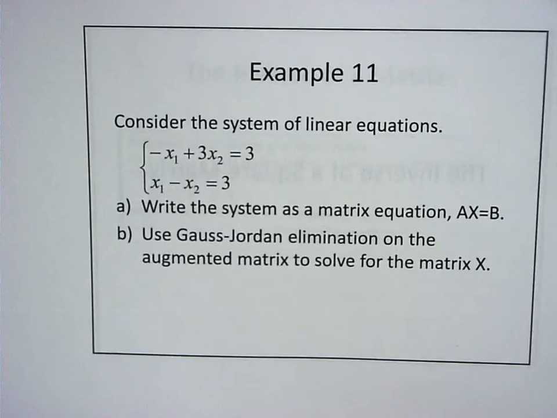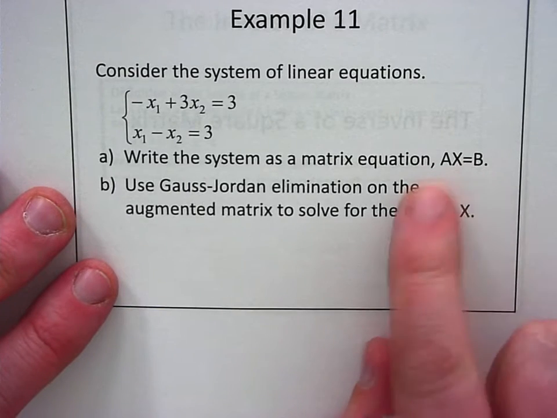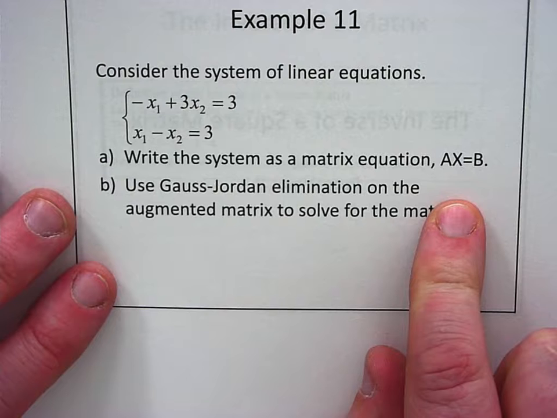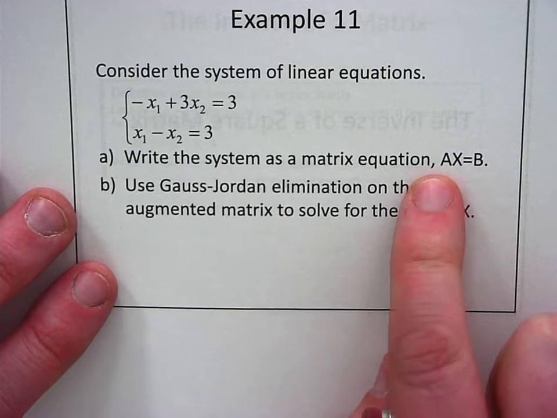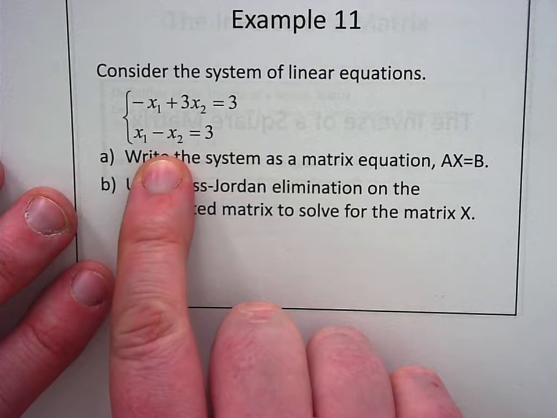Okay. Couple more things. Consider this linear equation system. I want to write the system as a matrix equation. Now, a matrix equation means you have A and B are both numeric matrices. X is a variable matrix. Okay? So this A is the coefficient on X. So I'm going to use the coefficients on the X's.